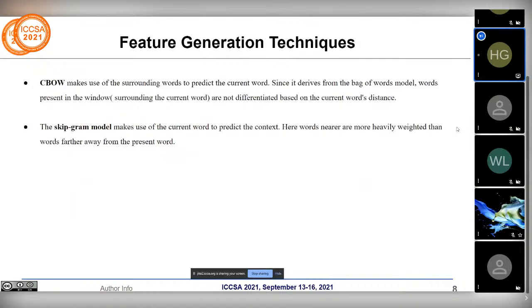Firstly, we'll come to feature generation techniques as it's the first step. Continuous bag of words makes use of surrounding words to predict the current word. Since it derives from bag of words, words present in the window are not differentiated based on the current word's distance.